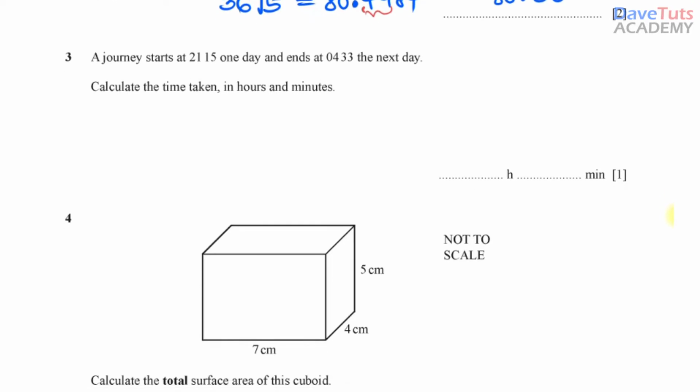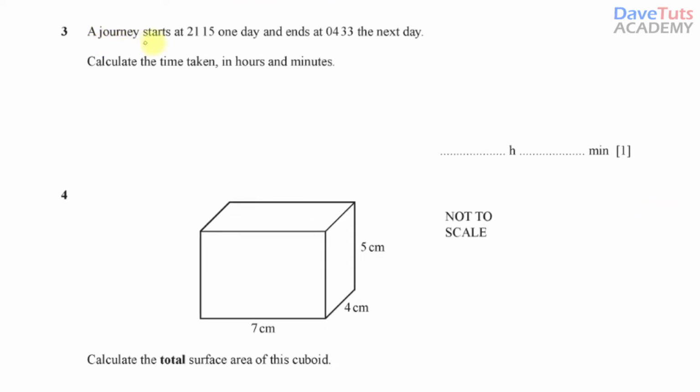Now in this third question, we are being told here that a journey starts at 21:15 one day and ends at 04:33 the next day. We are to calculate the time taken in hours and minutes. So if we are looking at the start of the journey and the end of the journey, we are being notified here that it's starting at 21:15 and ending at 4:33.